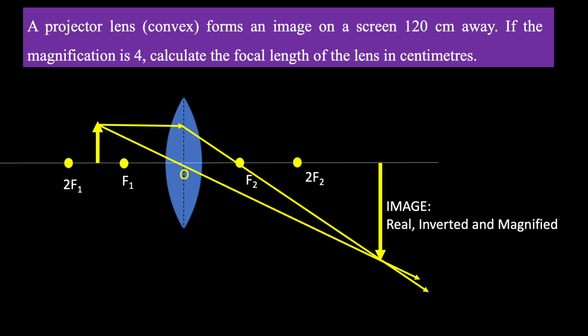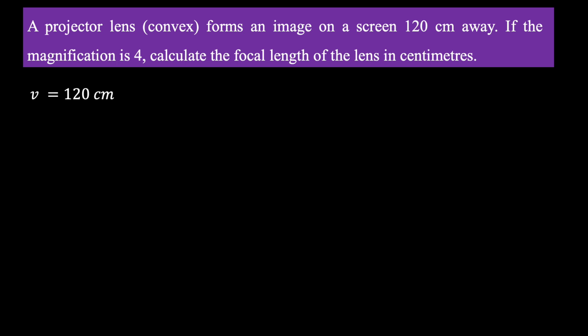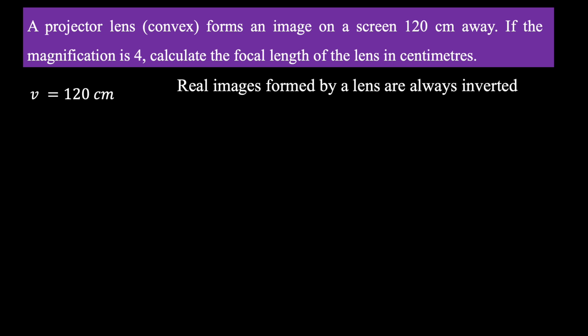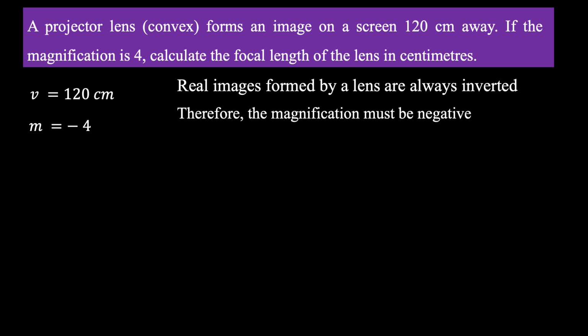We need to find the focal length of the lens. So now let's use the given values. V is equal to 120 centimeters. It is positive. Real images formed by a lens are always inverted. Therefore, the magnification must be negative. M is equal to -4.